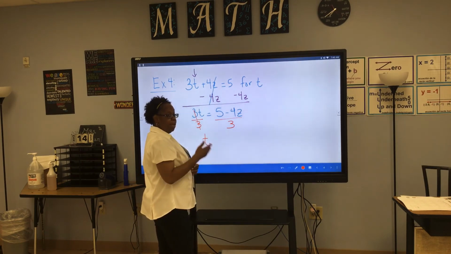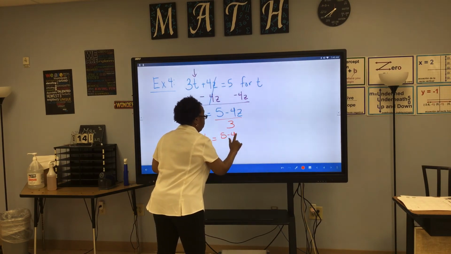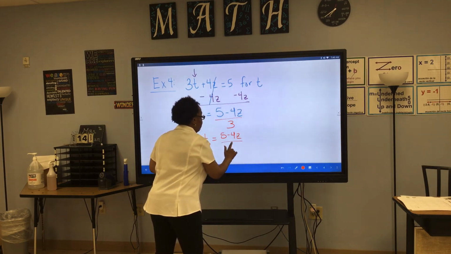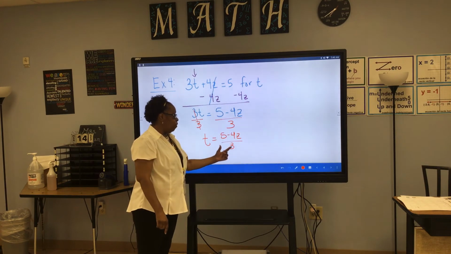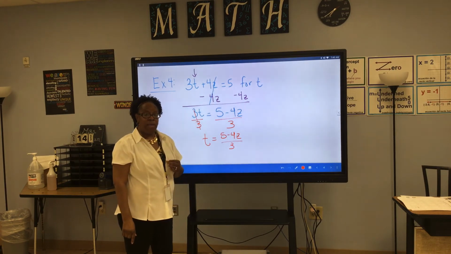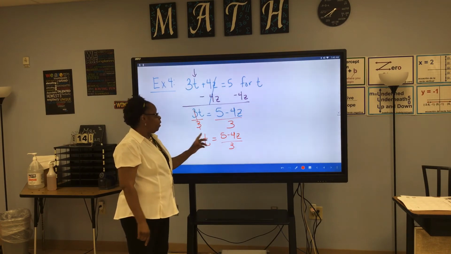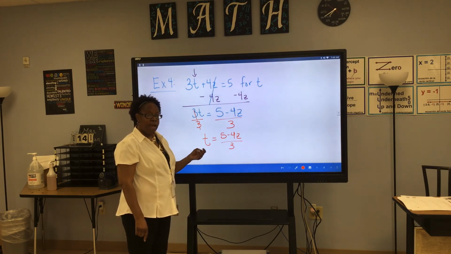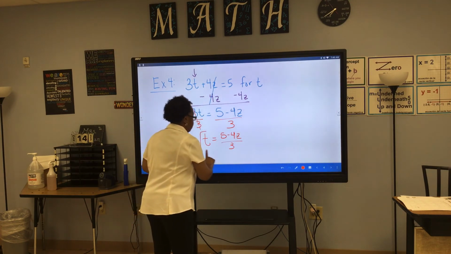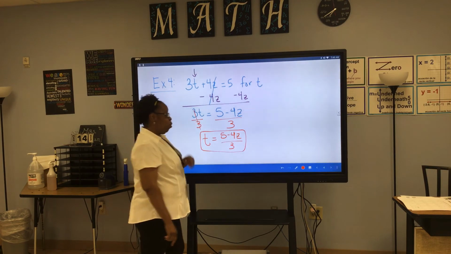It's alone, it's isolated. And everything on the right side comes down as it is. Now this one is already finished. Why? 5 and 4 and 3 do not have a common divider. In other words, there's not a number that will go into all 3 of those numbers to reduce that, except for 1, and we know 1 does not make a difference when we divide by it. So here is your answer in its simplified form. Okay? We have 2 more examples we're going to do.